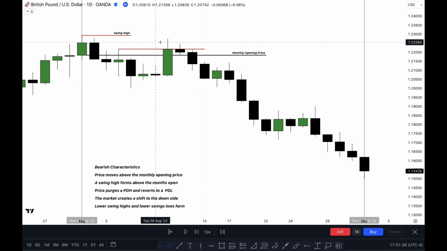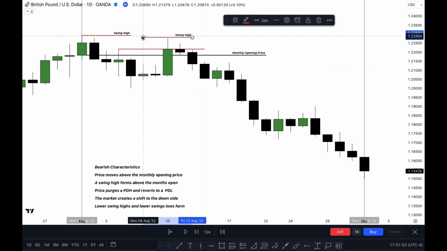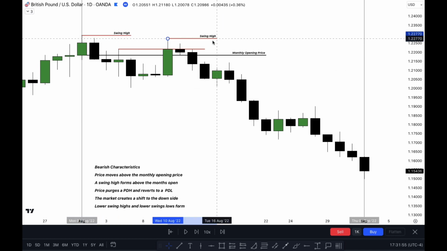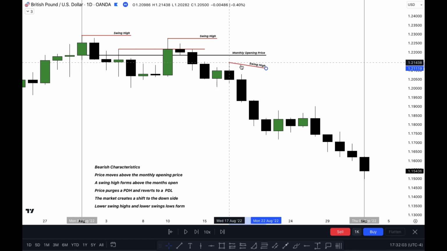So this is just a raid on buy stops, commercials, right? Market maker gets everybody long because breakout traders think that it breaks the high. It's probably going to continue going lower, which could happen, but we can see it doesn't happen here. But then it continues to drop short. But then we have a lower swing high here that forms after that purge of that high, that buy stop raid on this high. We got a lower swing high here. We got a lower swing high here.